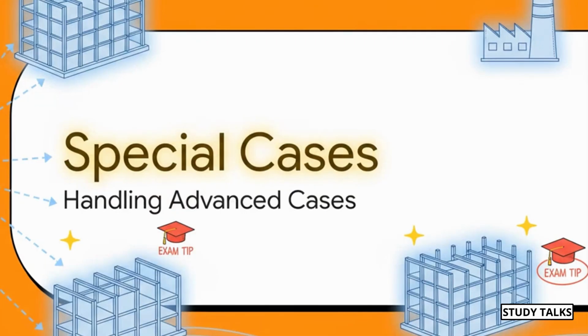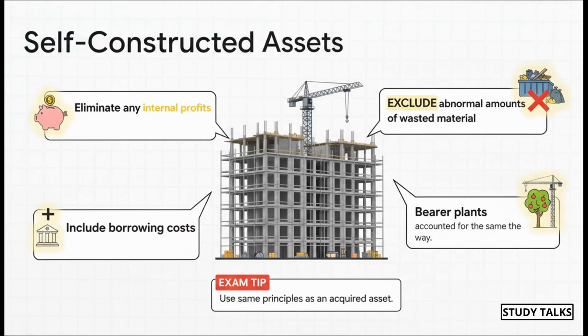Simple as that. Okay, to wrap things up, let's just quickly cover one last special scenario, so you're prepared for absolutely anything they might throw at you. And that is, what if you build an asset yourself? When you build your own asset, the rules are mostly the same. But there are a few extra things to watch out for. First, you can't include any internal profit you might have booked on the construction. Second, and this is important, you have to exclude any abnormal waste. If you mess up and waste a bunch of material, you can't capitalize that cost. Normal waste is okay. Abnormal is not.